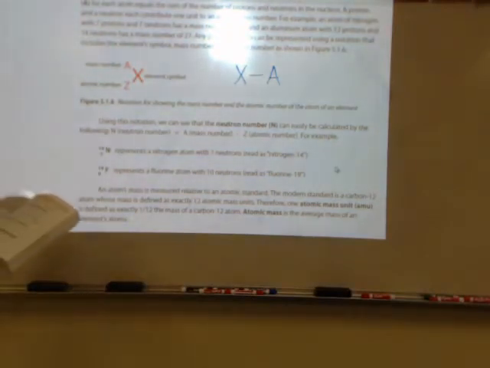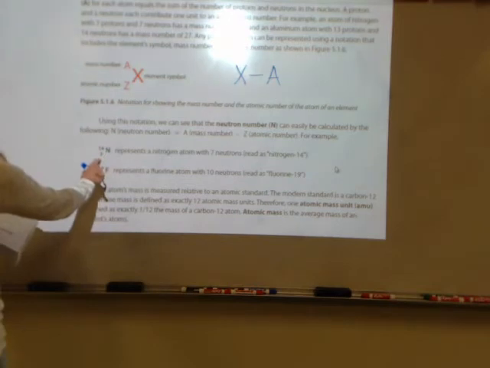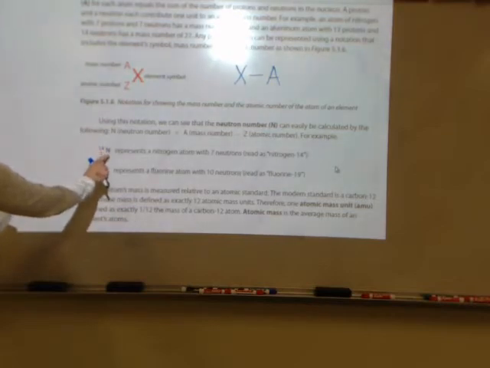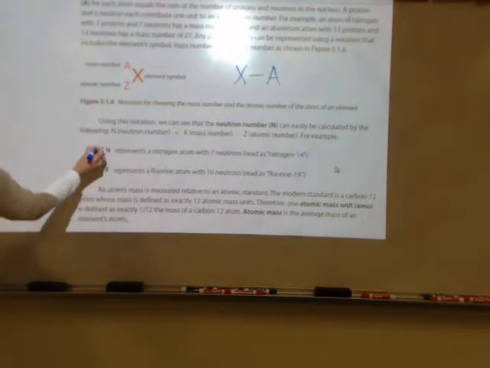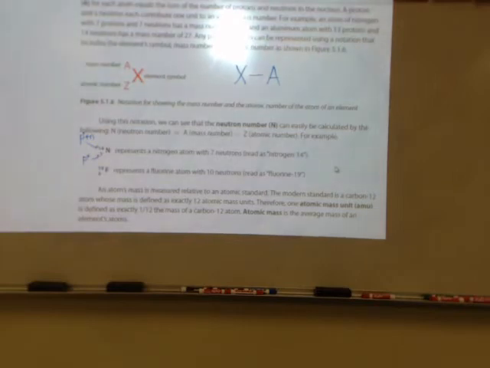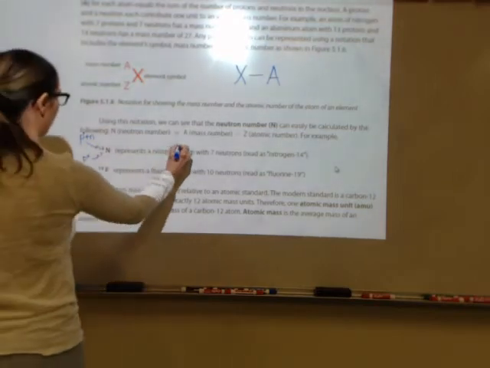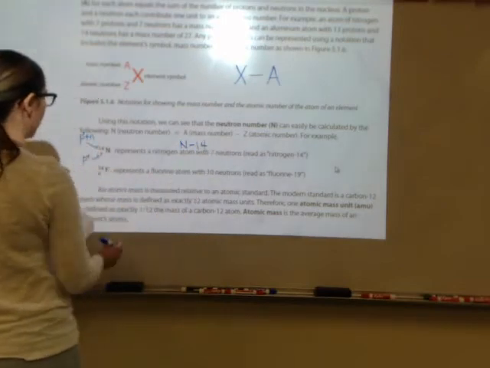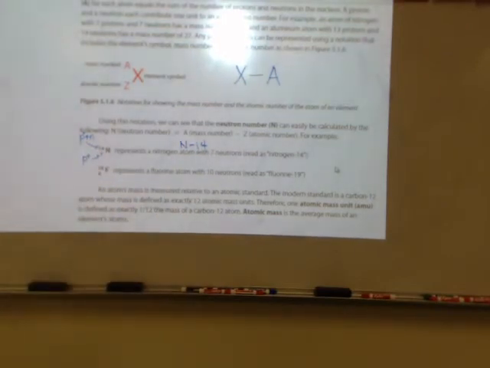Here, if I'm looking at 14N7, this 14 is the mass number, so you have a sum of protons and neutrons here. This is nitrogen. This is the atomic number 7. If I want to get the number of neutrons, since 14 is protons plus neutrons, and the number 7 is my protons, you would take 14 minus 7 to get 7 neutrons. This can also be written as N-14, which is nitrogen 14.